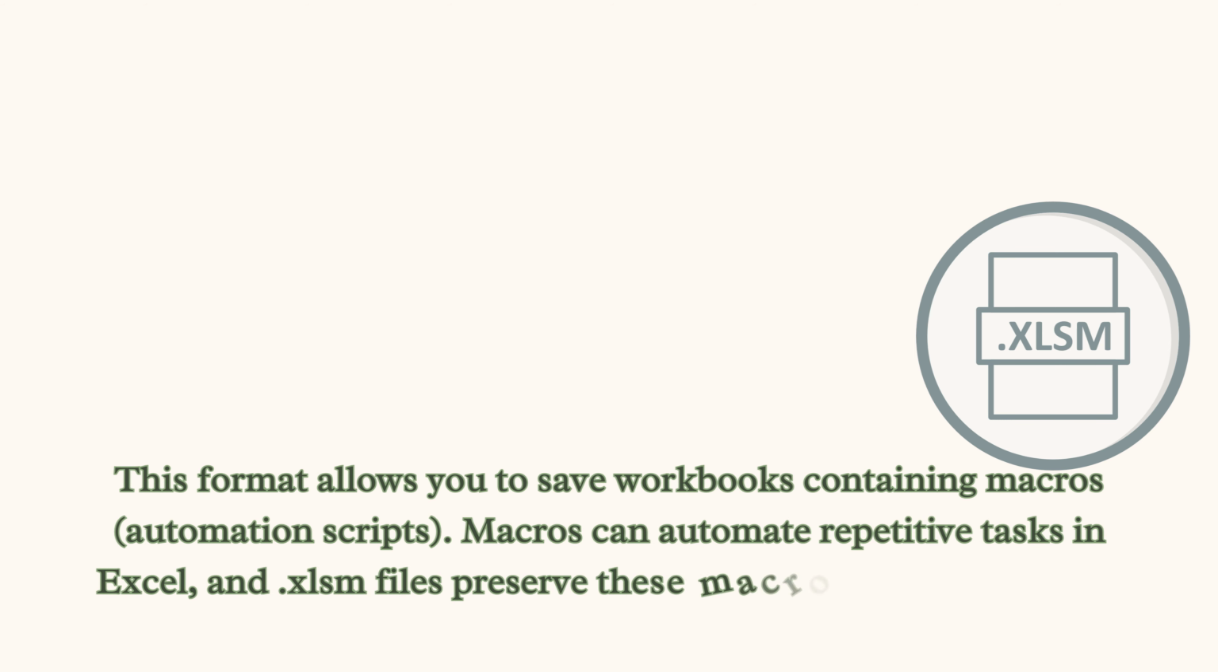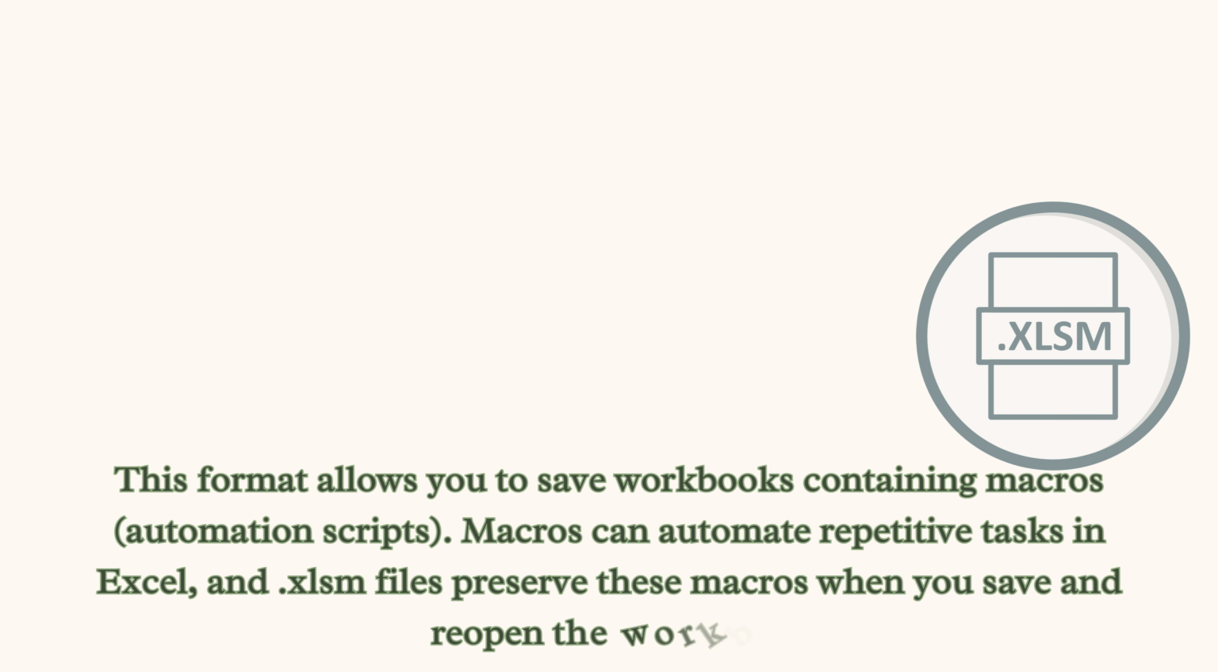.xlsm, Excel Macro-Enabled Workbook. This format allows you to save workbooks containing macros, automation scripts. Macros can automate repetitive tasks in Excel, and .xlsm files preserve these macros when you save and reopen the workbook.